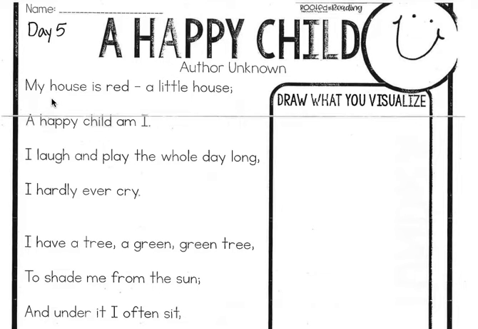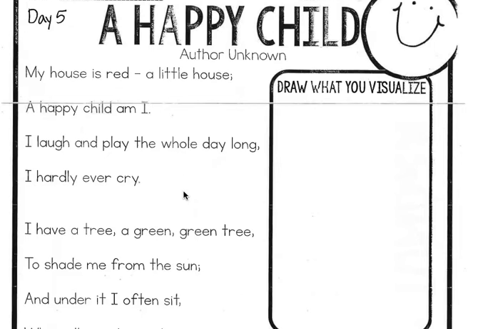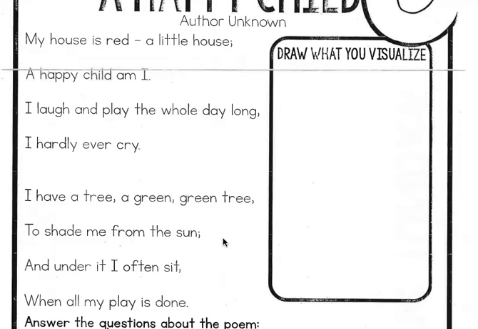My house is red, a little house. A happy child am I. I laugh and play the whole day long. I hardly ever cry. I have a tree, a green, green tree, to shade me from the sun. And under it I often sit when all my play is done.